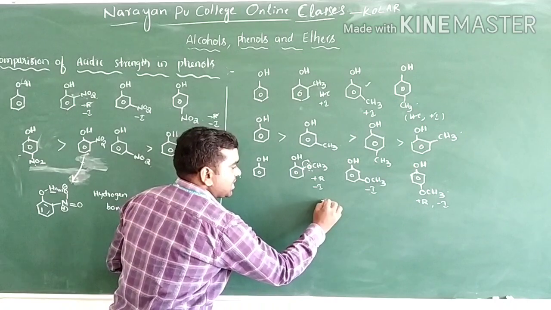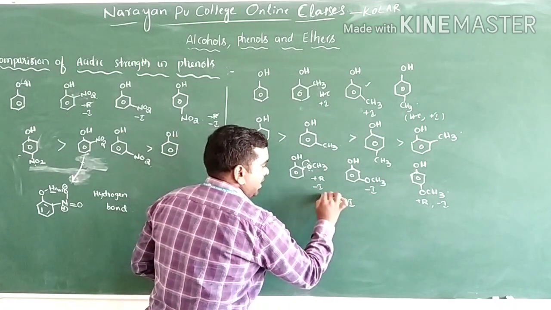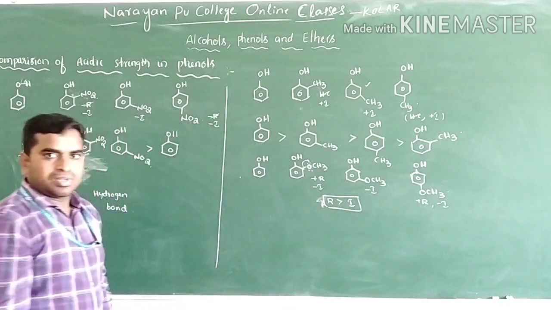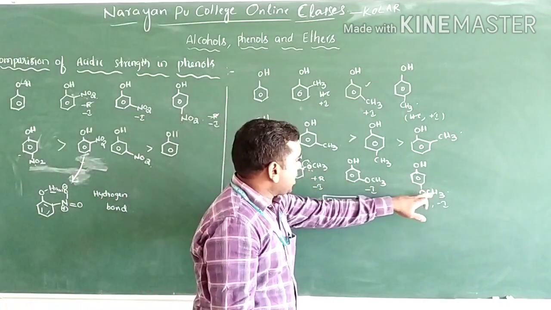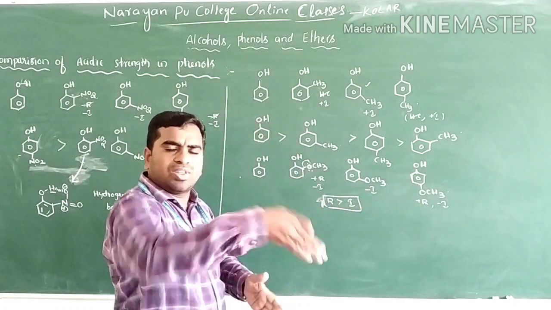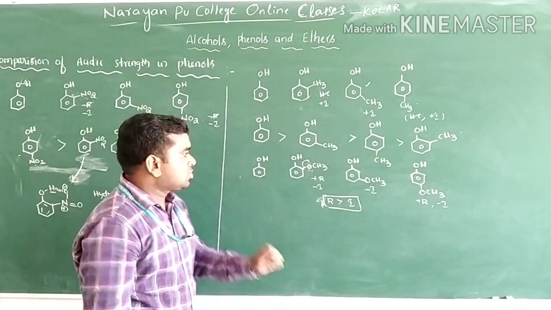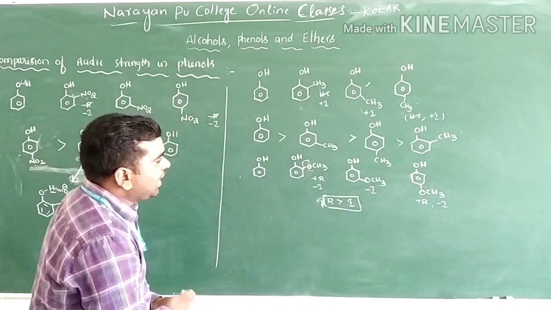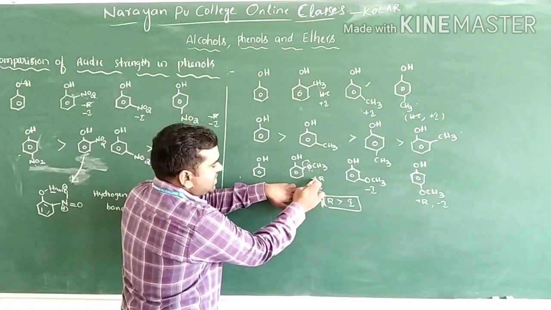But I already mentioned, always resonance effect dominates the inductive effect. So that's why we have to just consider OCH3 is there, and at the para position we have to consider only the resonance effect, because resonance dominates inductive. So if you compare here acidic strength, see now, minus I is there, plus R is there.